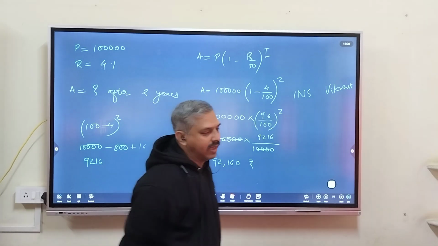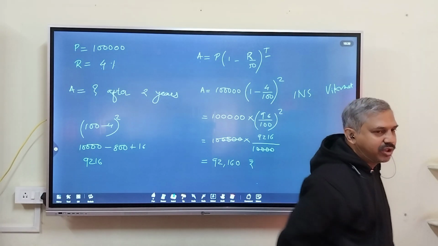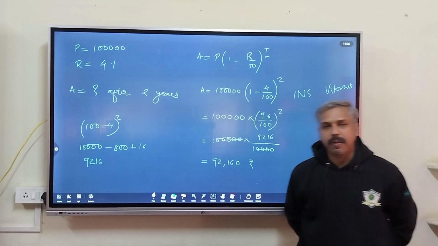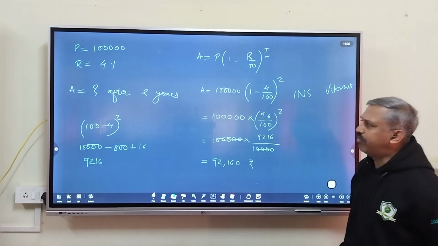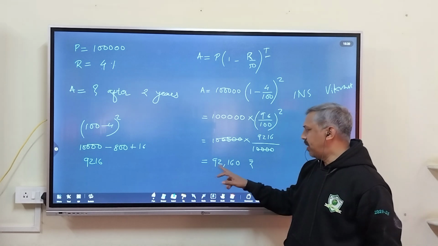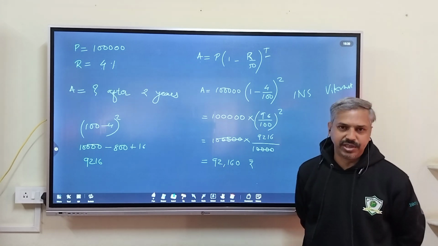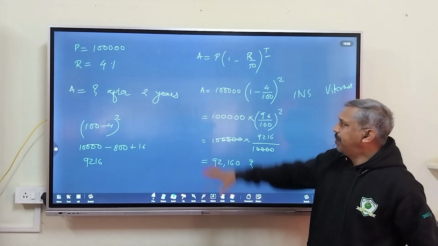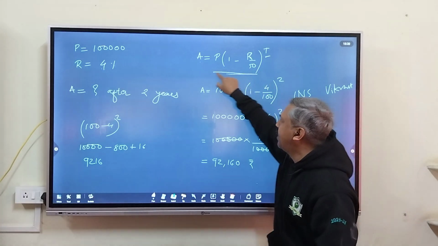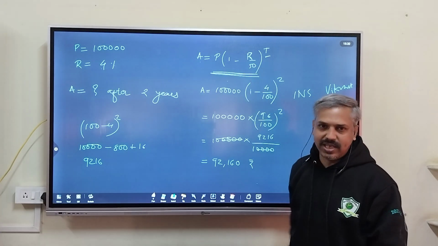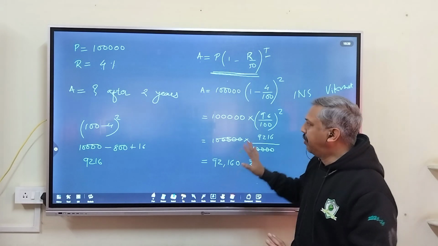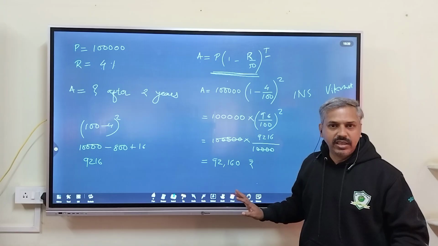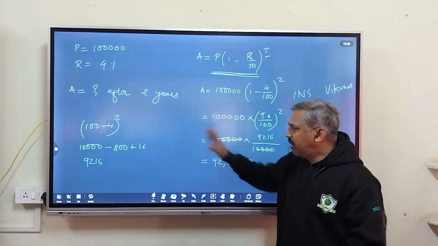So the bike that was having a value of 1 lakh rupees at the time of buying, because of the friction, because of the wear and tear, because of the decay, the value of the bike after 2 years is reduced to 92,160. All of this is based on the same compound interest formula. It's just that we put a minus sign here in case of disintegration or decay. I hope you understand this. Please solve the problems.